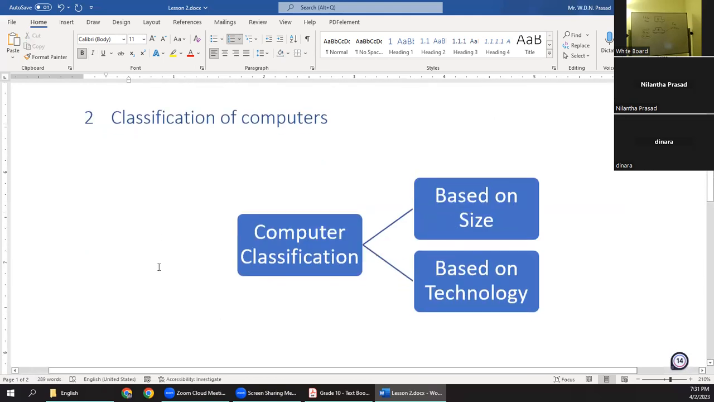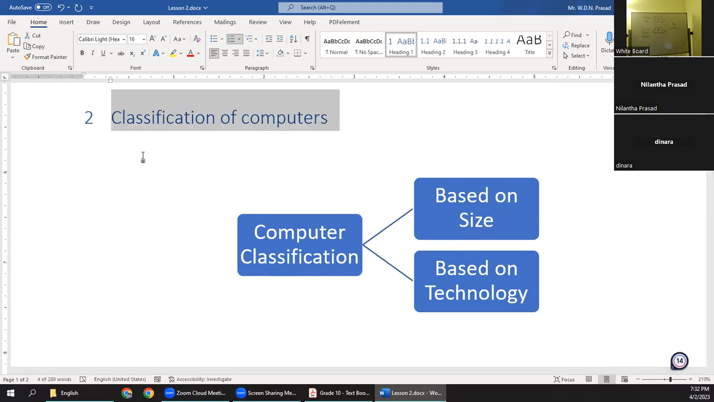Right. Now we come to the classification of computers. So write down the topic as the subtopic, classification of computers, and we are going to classify the computers based on two criteria. Right. Write down only this topic now. Don't draw this one. Only topic, right?